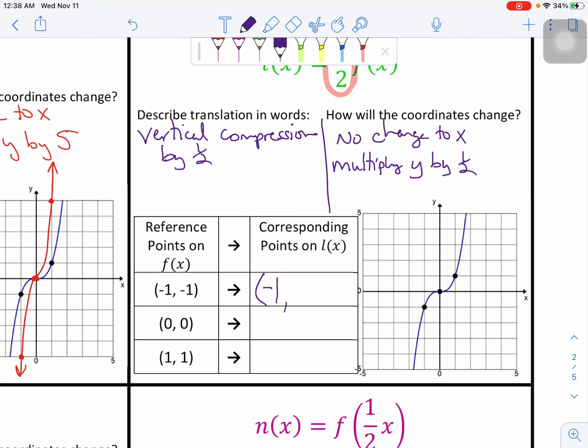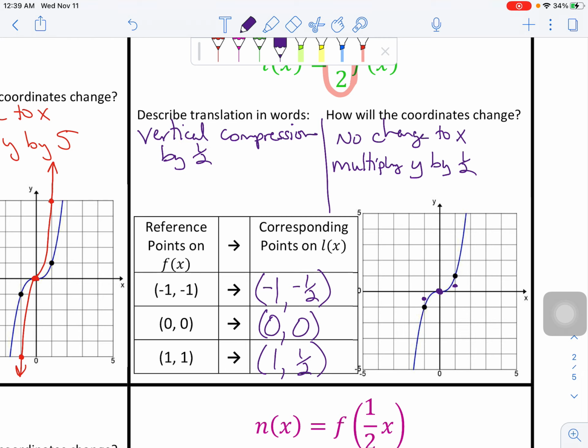So -1 for the x value stays the same, but our y value here, -1 times 1/2, is going to be -1/2. So leave x alone. 0 times 1/2 is still 0. Leave x alone. 1 times 1/2 is 1/2. So this point of -1, -1, I'm going to push just a little bit closer. I'm basically going to chop the distance from this point to the x-axis in half. So my point's right here, and I'm going to take this point and chop its distance to the x-axis in half.